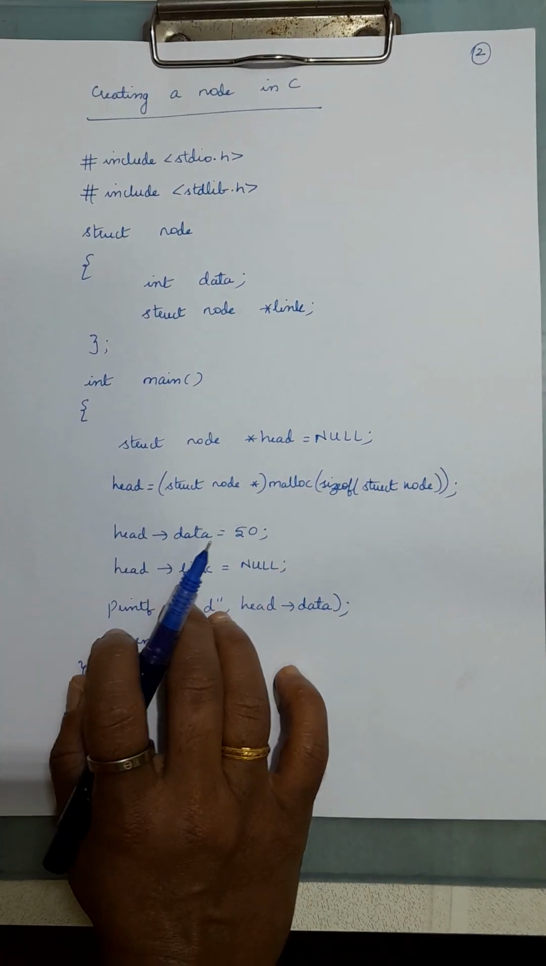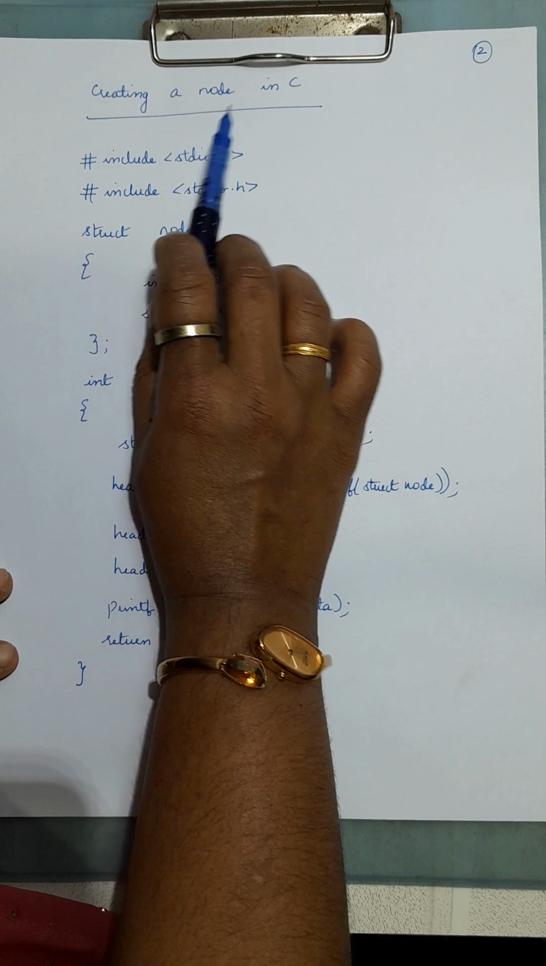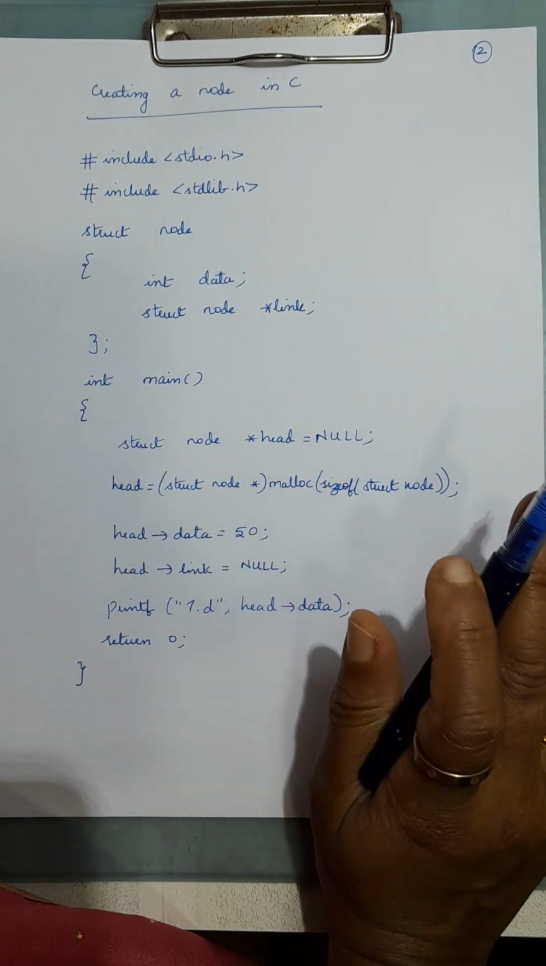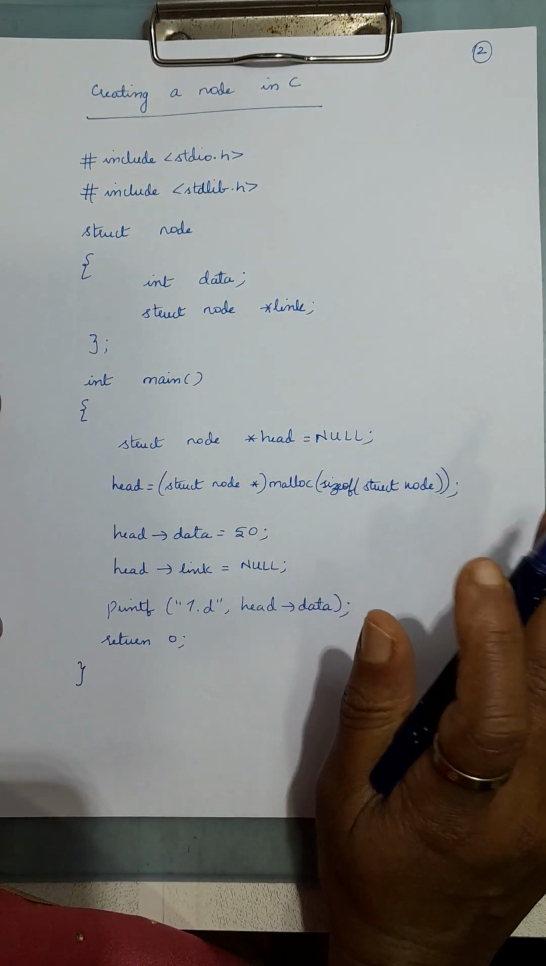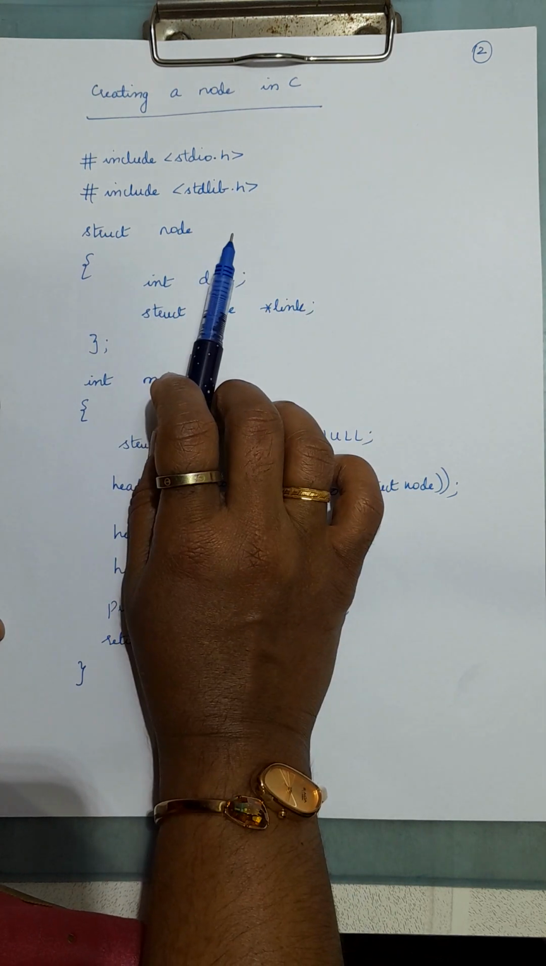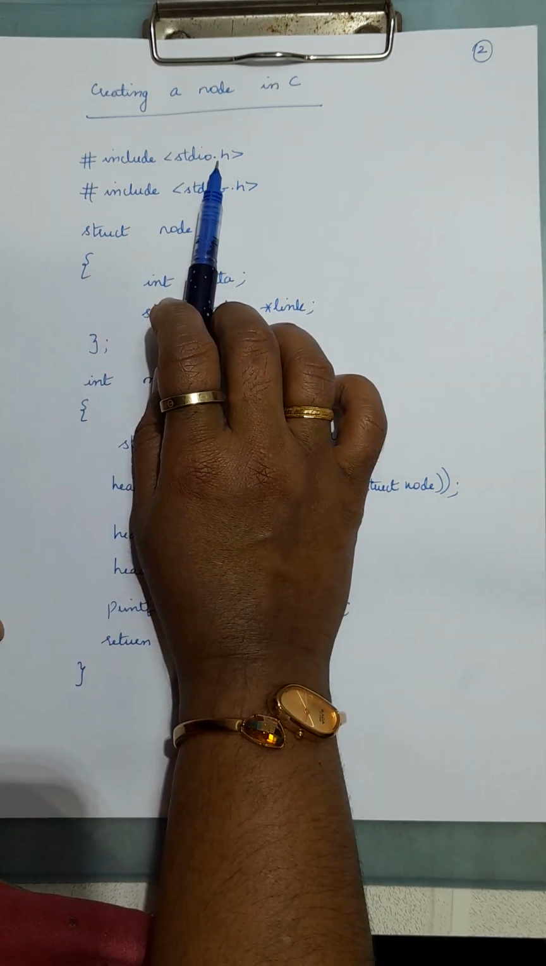Next, see this example. If you go through this example, it will be very easy for you. Creating a node in C. How do we create? This is the standard code in order to create a node in C. Now I have two header files. The first header file is stdio.h.